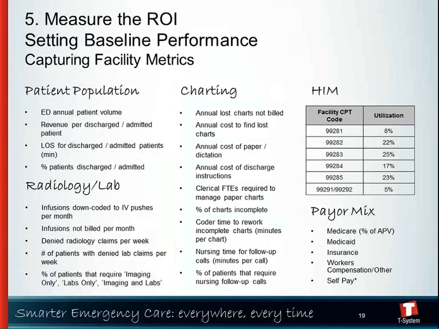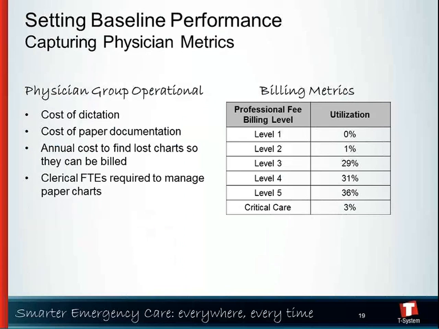And then finally, you're going to want to create an ROI, setting baseline performance and capturing some metrics. So for facility metrics, you're going to look at your volume, your revenue for admitted and discharged patients, length of stay. You're going to look at how many infusions are downcoded or not billed, denied radiology or lab claims, all those charts that are lost, not billed, undercoded, how much clerical and coder time is it taking to rework charts. And then you're going to want to look at your payer mix.